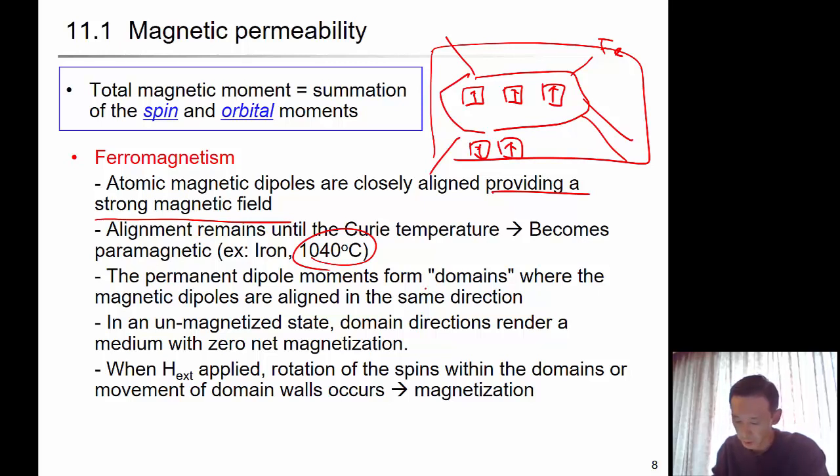And permanent dipole moments form domains where the magnetic dipoles are aligned in the same direction. In the unmagnetized state, the domain directions render the medium with zero net magnetization. So in this case, the magnetization will be zero. But when an external magnetic field is applied, the rotation of the spin within the domain or movement of the domain occurs, and the material becomes magnetized.